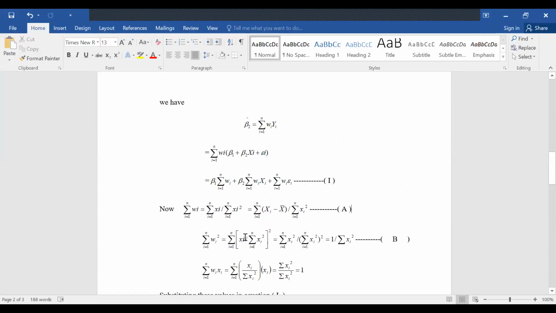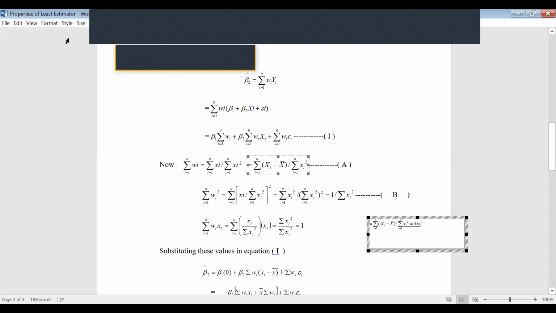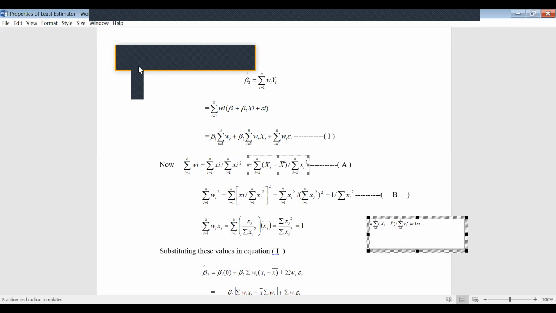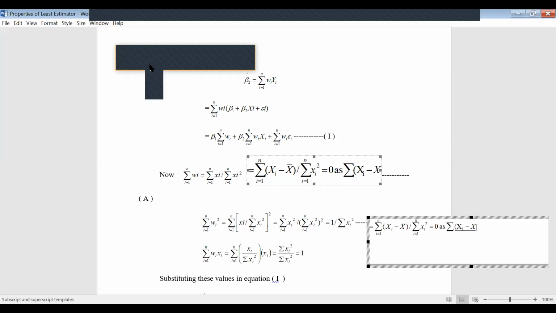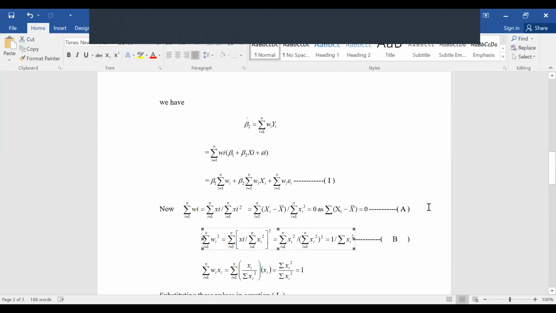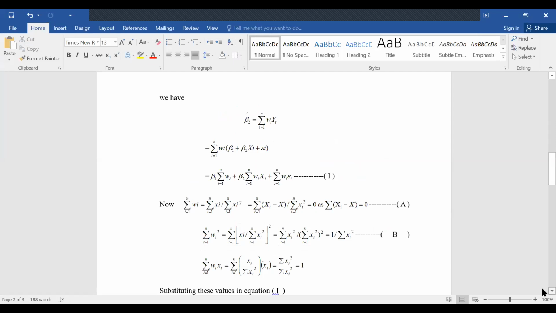And this is equal to 0, as summation xi minus x bar equals 0. So summation wi is equal to 0.